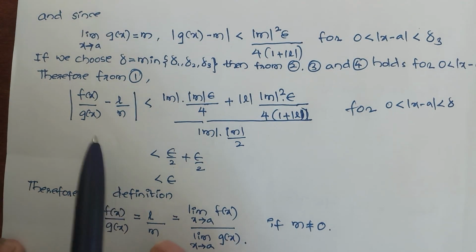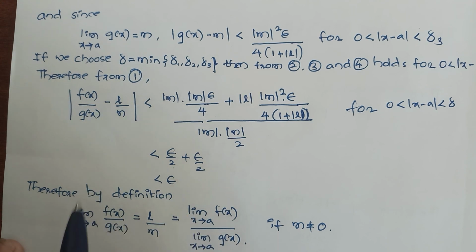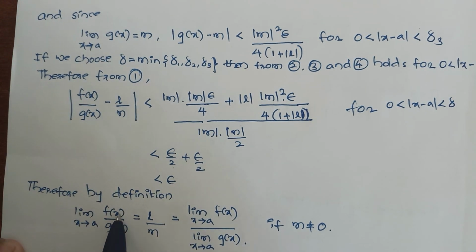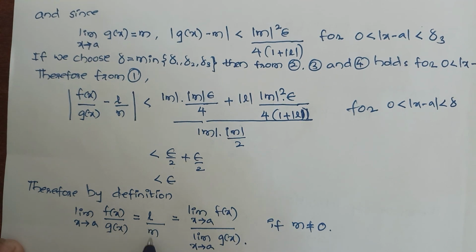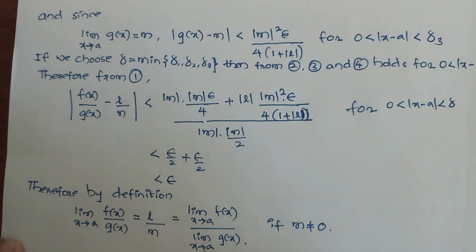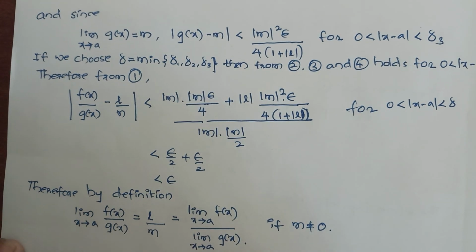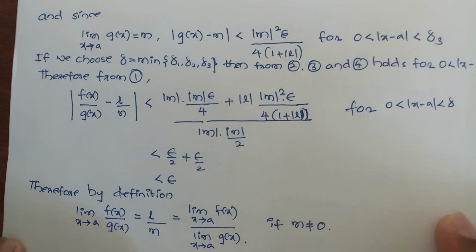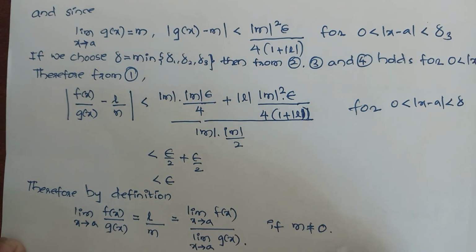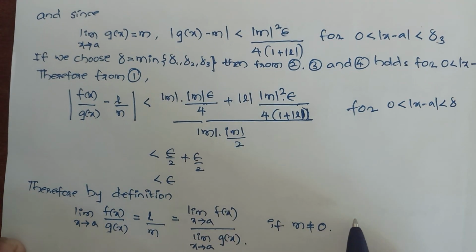So using the definition of limit, we can express this in the form of limit x tends to a of f of x divided by g of x is equal to L by m, and you know that L is equal to limit x tends to a of f of x, and you know that m is equal to limit x tends to a of g of x. Here your g of x should not be equal to 0 and m should not be equal to 0.